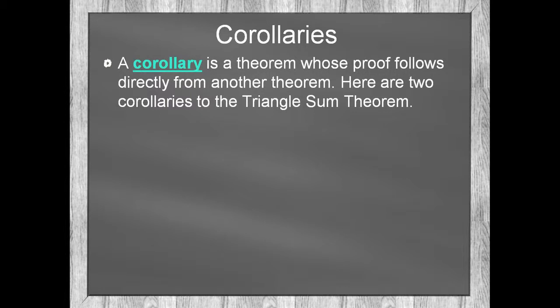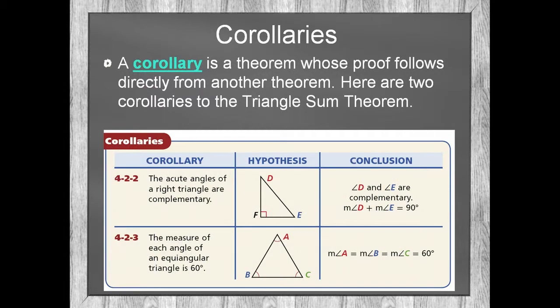Corollaries. A corollary is a theorem whose proof follows directly from another theorem. Here are two corollaries to the Triangle Sum Theorem. Remember, that theorem says that if we add up the three angles in a triangle, we always get 180 degrees. So, Corollary 4.2.2 states that the acute angles of a right triangle are complementary. This would make sense because if a triangle has 180 degrees and we subtract 90 from it, what's left is 90 degrees. Therefore, the other two angles must be complementary.